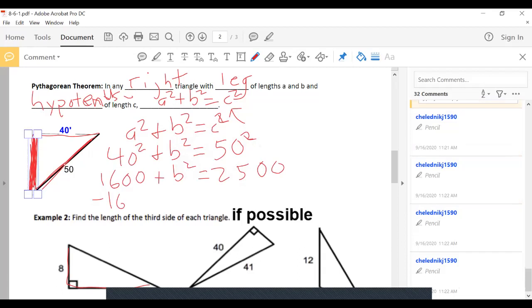Subtract 1600 from both sides, you end up with B squared equals 900. Square root of both sides, we get B equals 30.